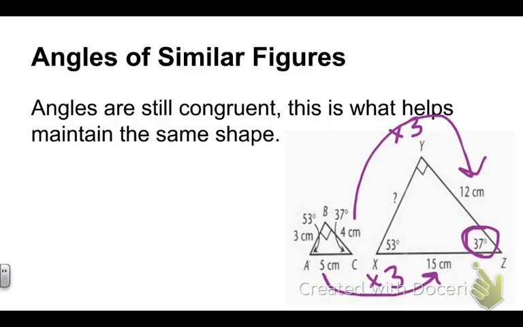This angle here is 37 degrees. Look at the matching angle right here. That one is 37 degrees. The angles do not get larger. Right? Angles stay the same. That's what helps maintain the same exact shape. Just because the side lengths get 3 times bigger does not mean that the angles get 3 times bigger. Otherwise, it wouldn't make a 180-degree triangle.